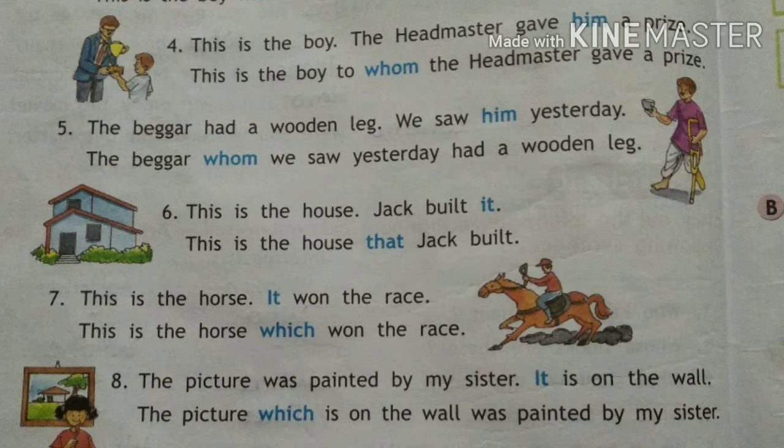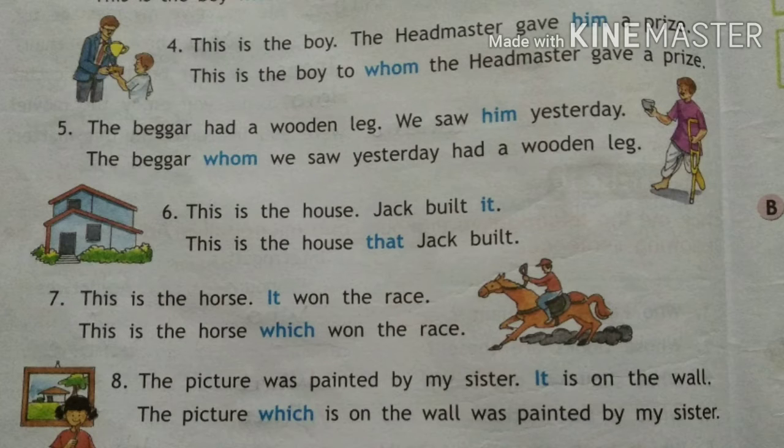The sixth sentence: this is the house. Jack built it. So it joins with that, which is a relative pronoun, and this is the house that Jack built. So here again that is doing two things. First of all, joining both the sentences, and it is used for the noun house that goes before it. So just before that is a noun, that is house.